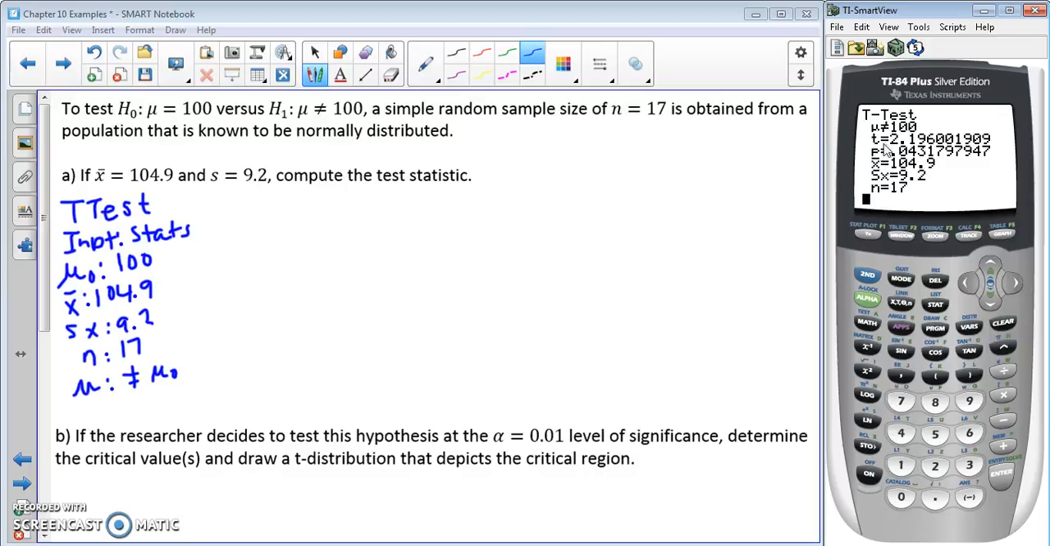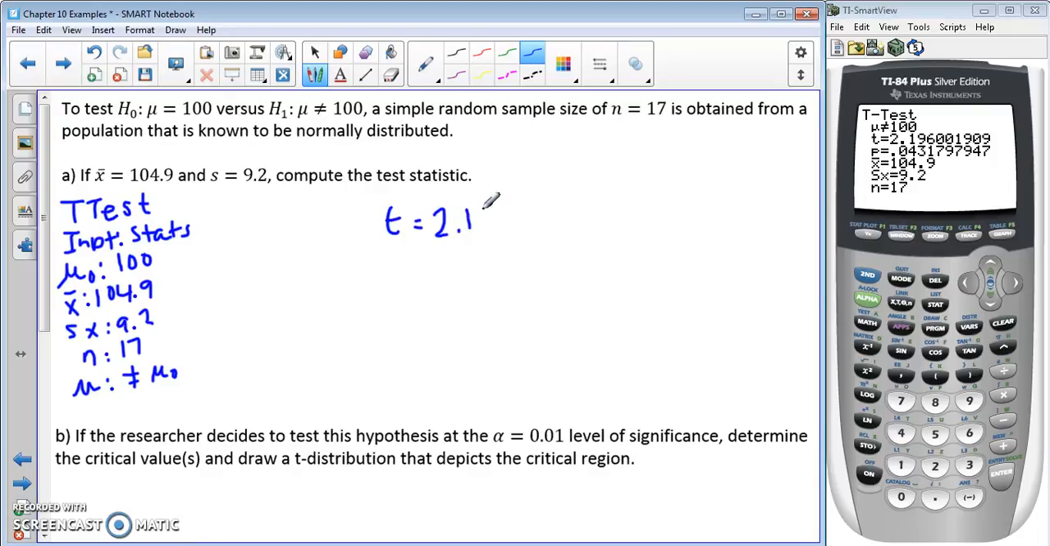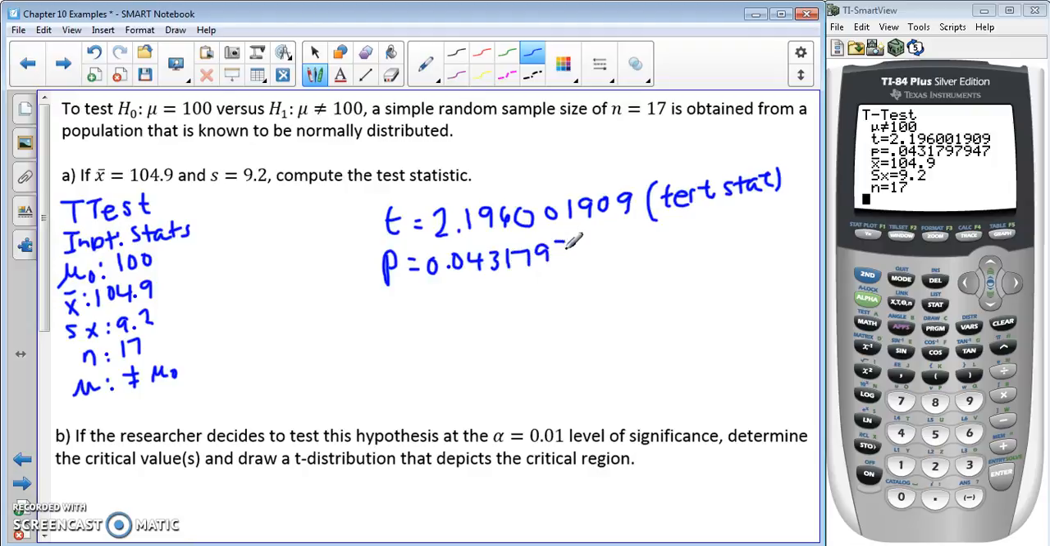So same idea, t is going to be our test statistic, and p is our p-value. So t is 2.196001909. So this is our test statistic, and p is 0.043179747, so that is our p-value. And the rest of that is just values that we input into the calculator.